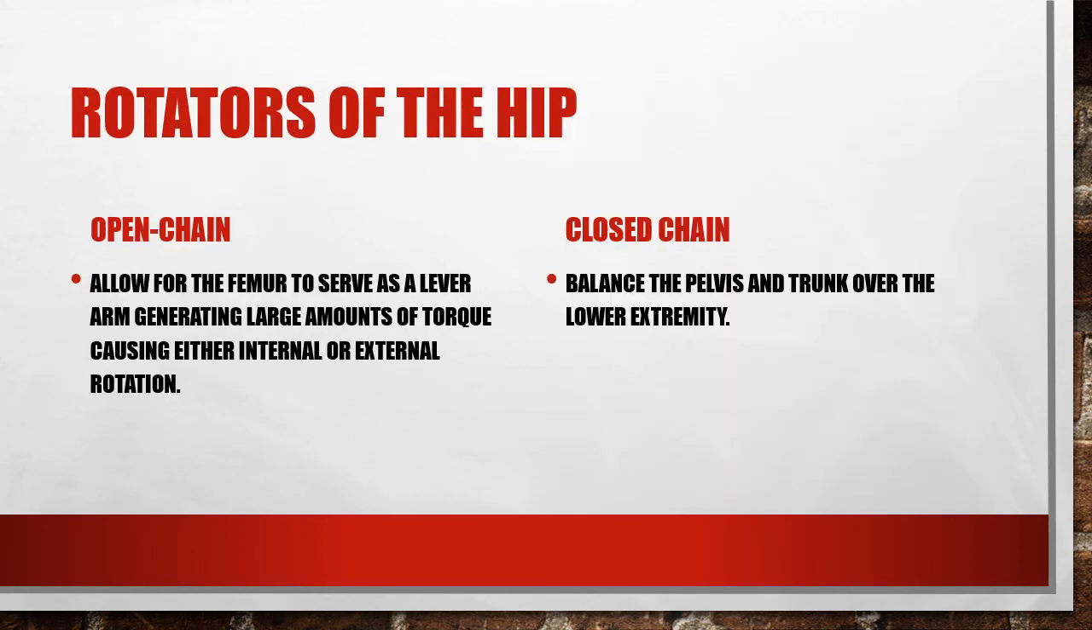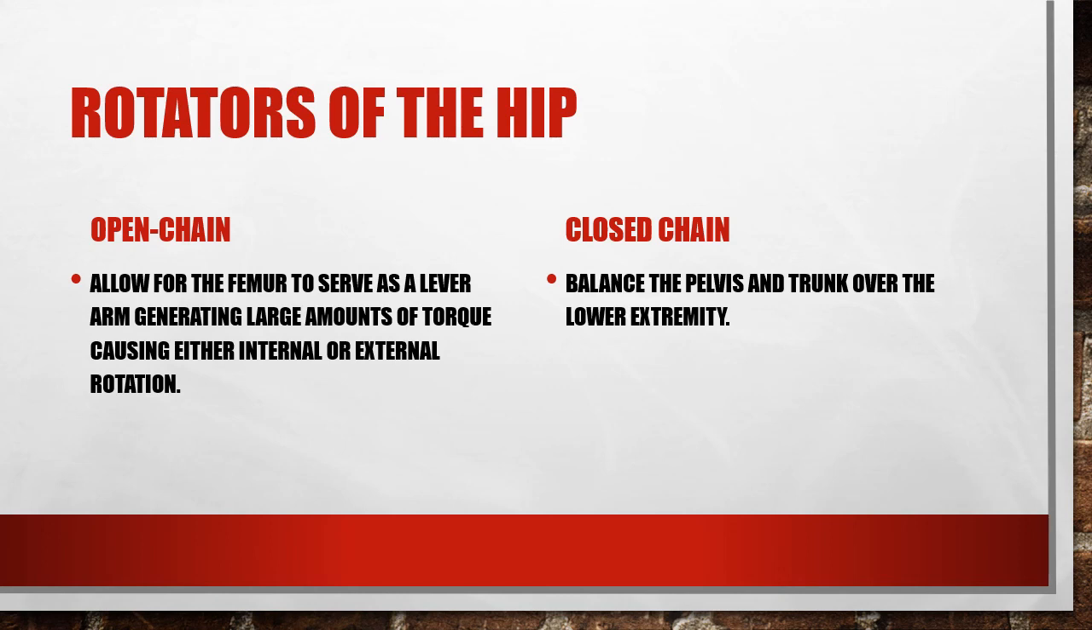And then the rotators of the hip also can perform open and closed chains. So that image you saw before, prior to this slide, was open chains because the foot was moving, right? So open chain allows for the femur to serve as a lever arm, generating large amounts of torque, causing either the internal or external rotation, and the foot would be moving. The lower extremity would be moving, the distal part.